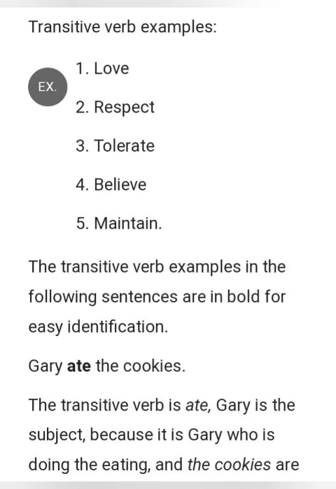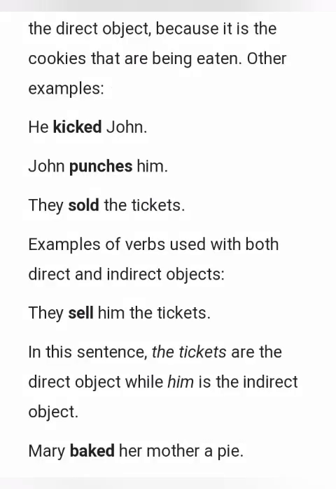The transitive verb examples in the following sentences are in bold for easy identification. Gary ate the cookies. The transitive verb is ate. Gary is the subject because it is Gary who is doing the eating, and the cookies are the direct object because it is the cookies that are being eaten.